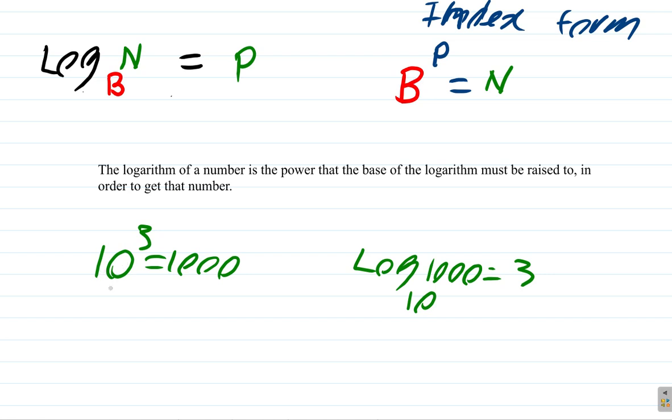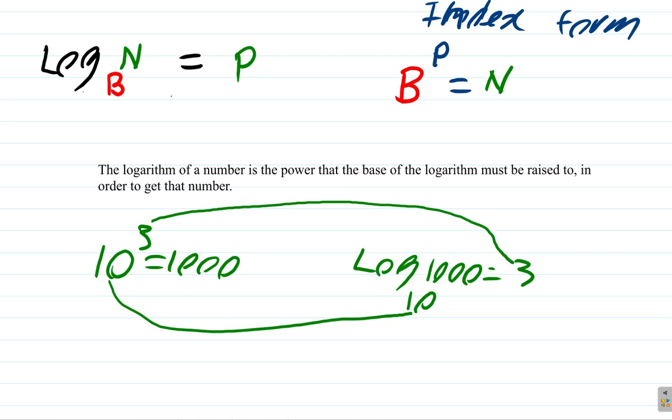Whatever number you're raising to the power is the base of the log. In this case, 10. The power, or the index, which is 3, when you write it in log form, is going to be the answer. And the answer in index form or exponential form is really the number that you're logging in log form.